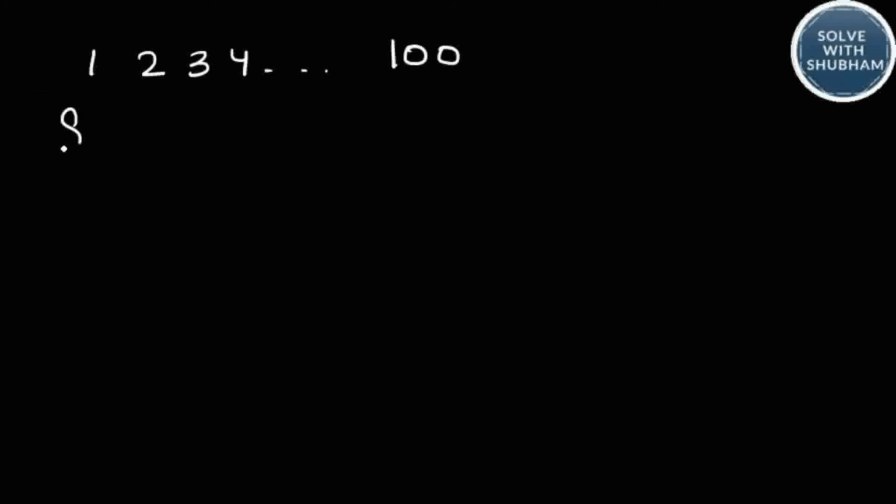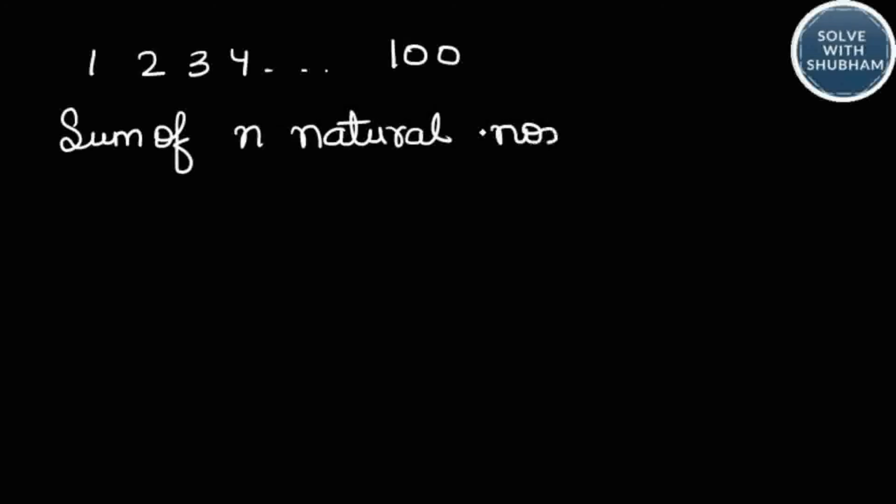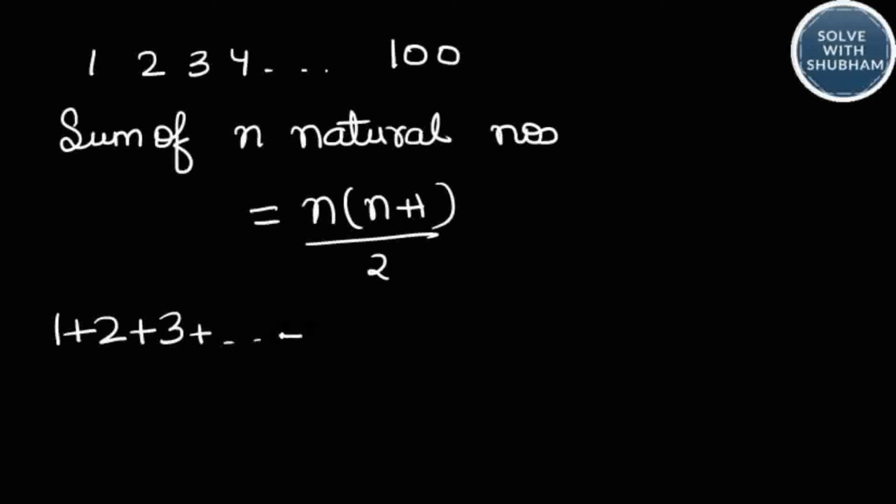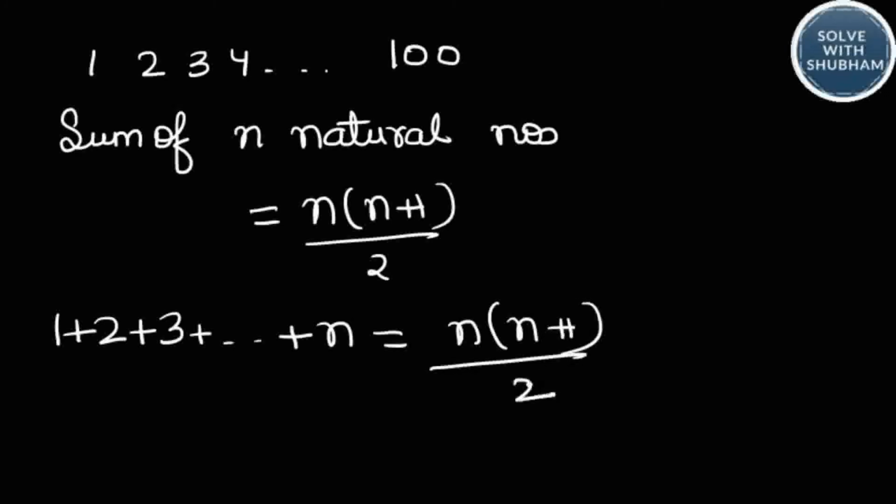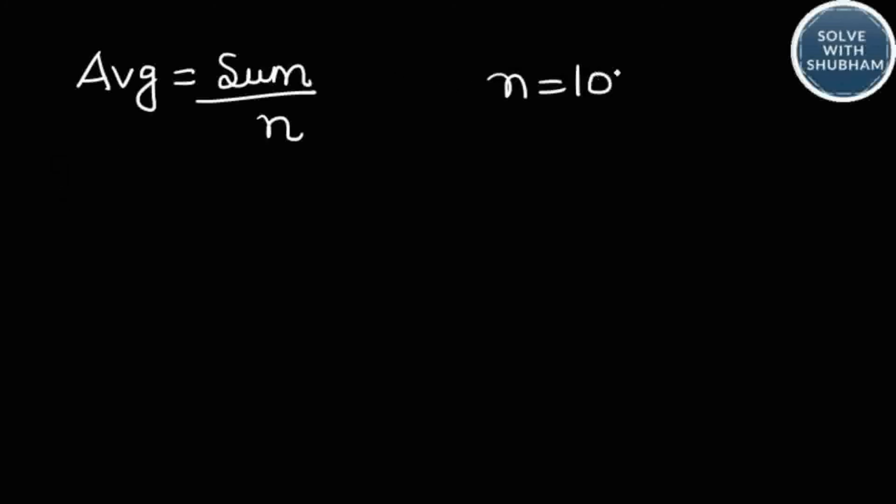So, do you know the sum of first n natural numbers would be n into n plus 1 by 2? So, 1 plus 2 plus 3, it goes on till n. This can be found out as n into n plus 1 by 2. So, here when we are looking at average, it is important to find out the sum of the observations, sum by n. So, what would be the sum? Your n is 100 here.